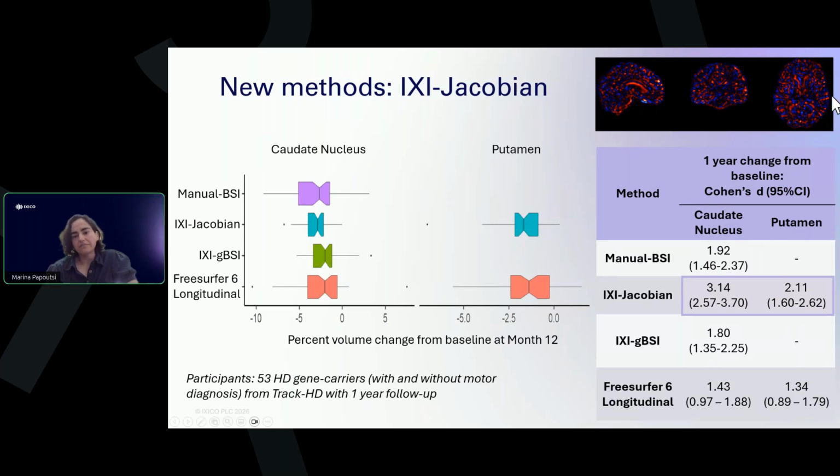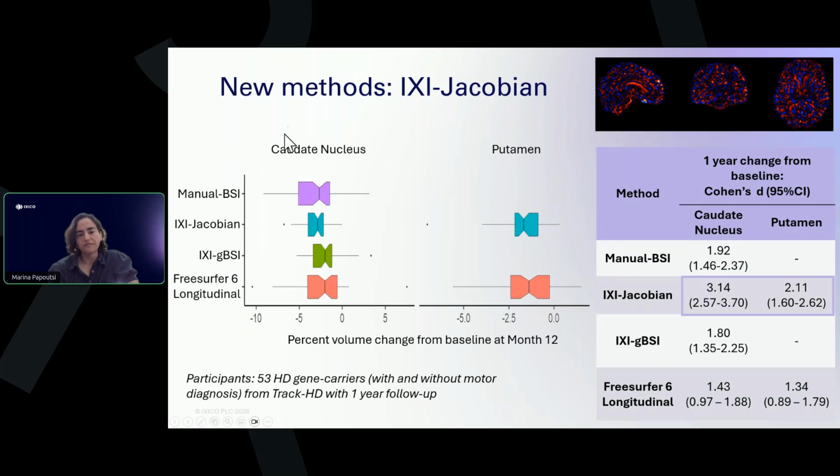On the top here, you can see a voxel-wise map of change across the brain. Blue shows atrophy, red shows increasing volume. This is a method called Jacobian, and we've developed a deep learning-based Jacobian method that's really fast and efficient, but also really, really sensitive. The advantage of this method is not just the scalability, but also the fact that it can be used for all regions of the brain.